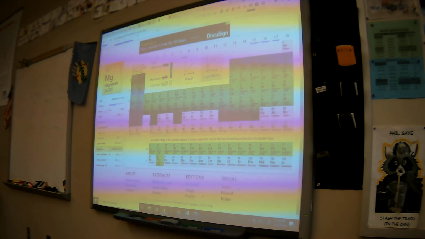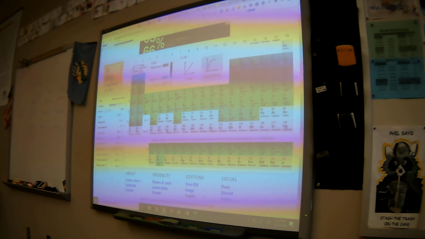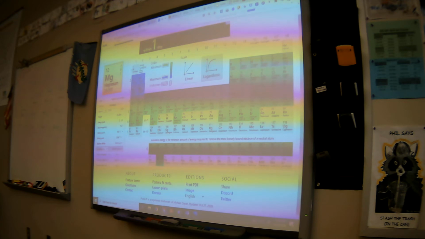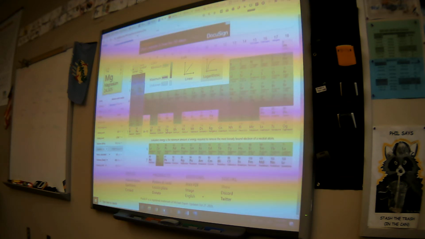Okay, so second verse, same as the first. Last time I asked you to get together and write a paragraph. This time, same thing. This time, explain ionization energy.